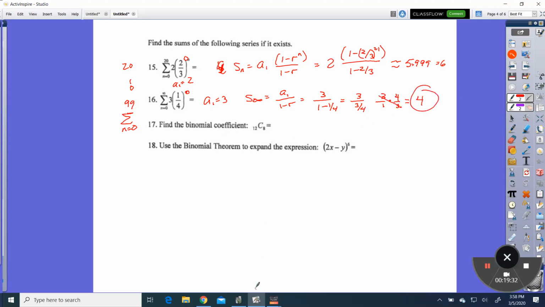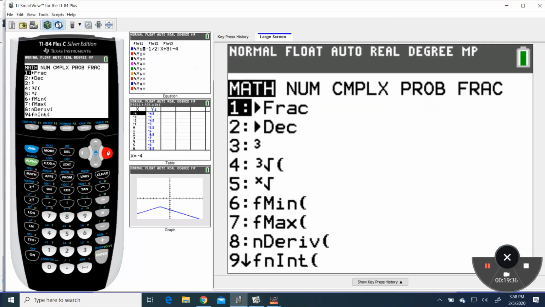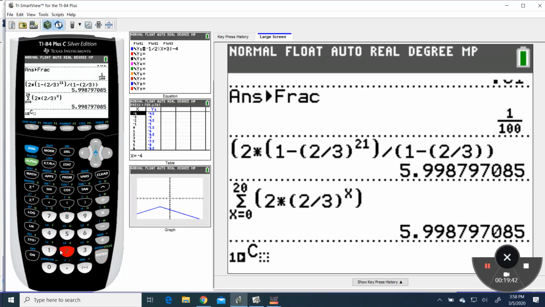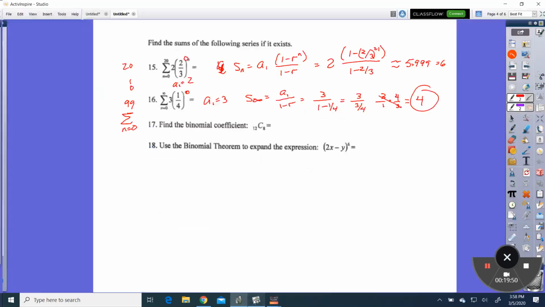Number 17, you just type that right into your calculator. So I hit math, go over to probability, go down to the third one, or hit 3. I hit a 12, move it over to the other box, hit 8, hit enter: 495. Okay, now on this one you're supposed to expand.